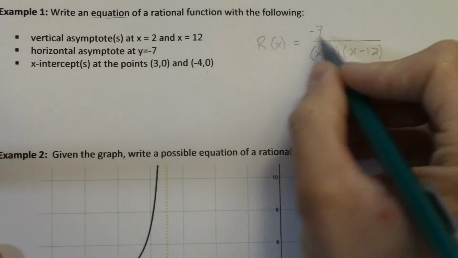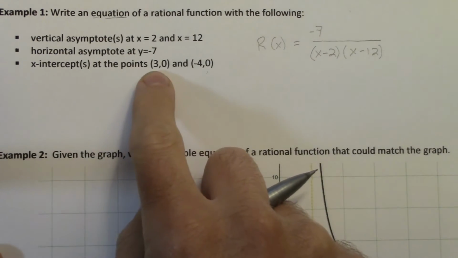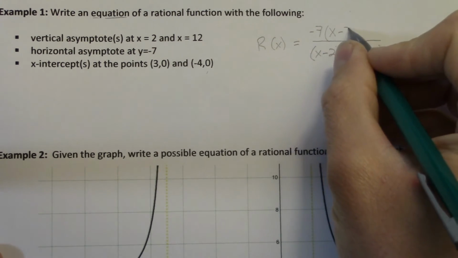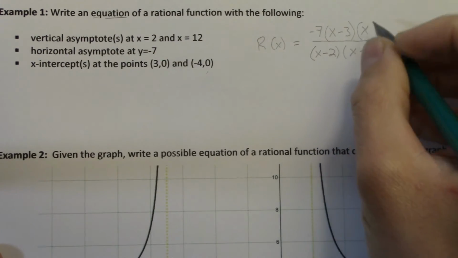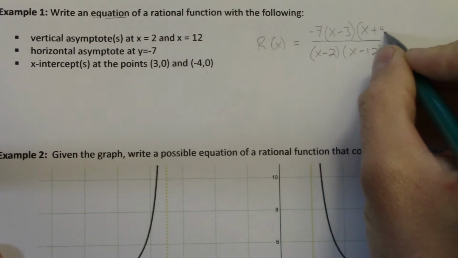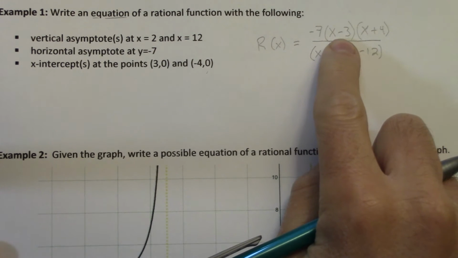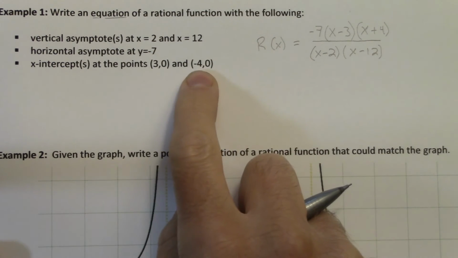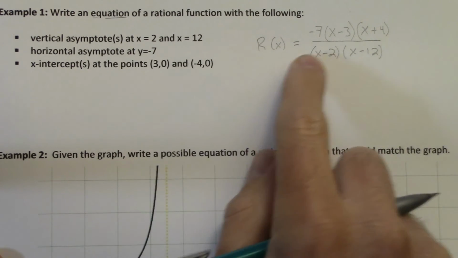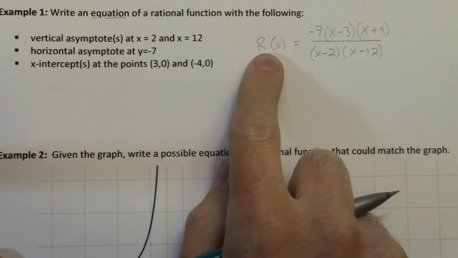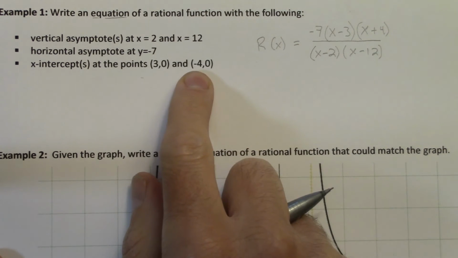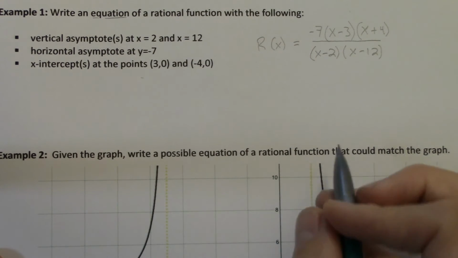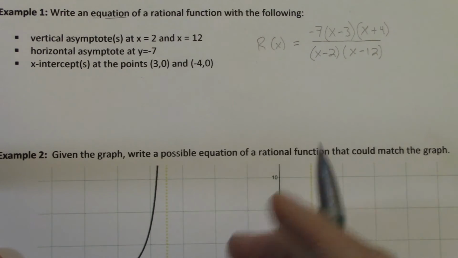Alright, so that's for the horizontal asymptote, and then the x-intercepts at the points (3, 0) and (-4, 0). Very similar process to what we did with the vertical asymptotes. I'm going to take x minus 3 and write a factor because of this x-intercept, and then x plus 4 because of this x-intercept. If I were to set this equation equal to 0 and solve for x, I would get 3 and then negative 4, and that would be my x-intercepts. Everything matches up, and that's it. That's all you have to do. That's how you put it all together.